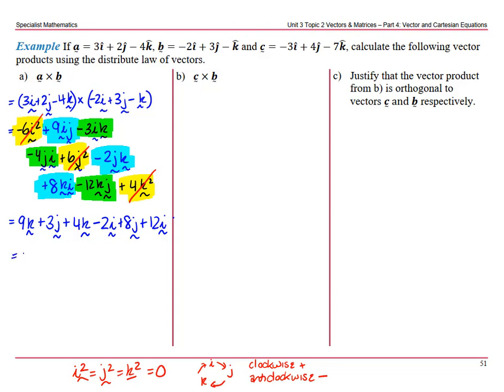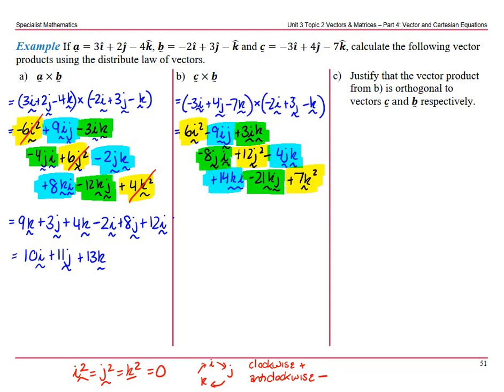Bring like terms together. Negative 2i plus 12i is 10i. 3j plus 8j is 11j. And 9k plus 4k is plus 13k. Same thing for C times B, do it yourself. You might have noticed a pattern with the 0, positive and negative as well.